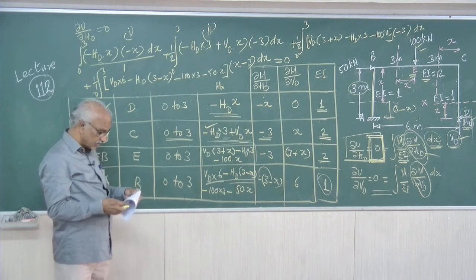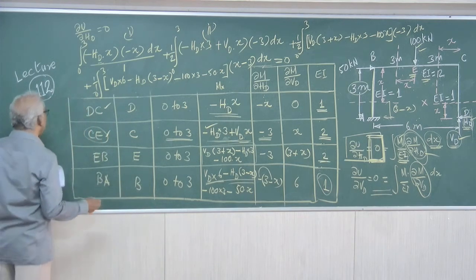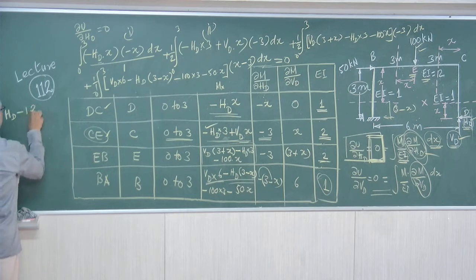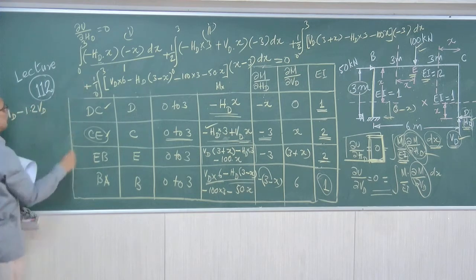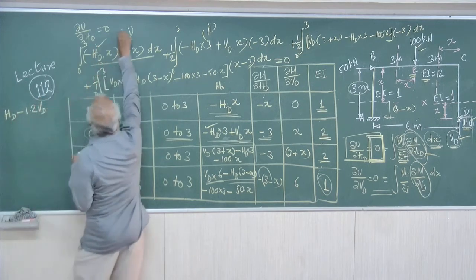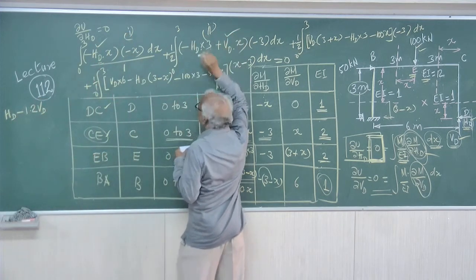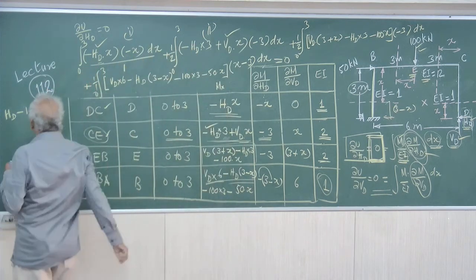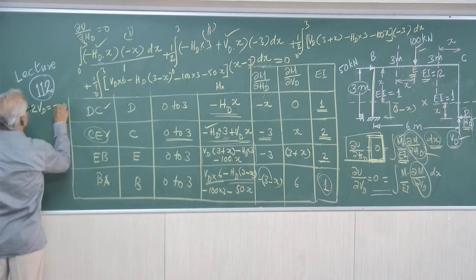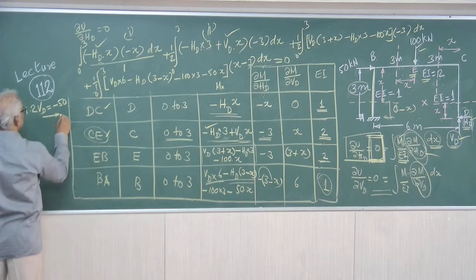The final equation for this will be HD minus 1.2 Vd, because it involves both HD as well as Vd. There are two unknowns, one is HD, the other one is Vd. So, after doing everything and simplifying, you will find it equal to minus 50. But to bring this, it will take a lot of time. So, we can call this equation 1.